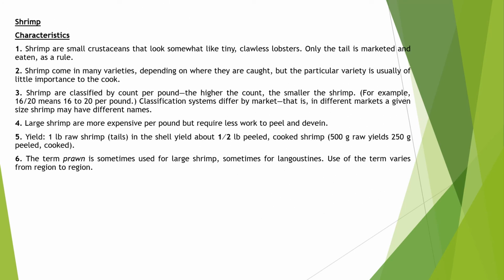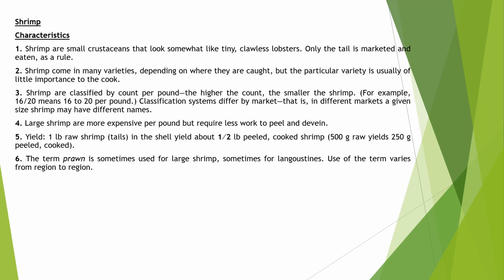Shrimp. Characteristic of shrimp: they are small crustaceans that look somewhat like tiny clawless lobster. Only the tail is marketed and eaten, as a rule. So only the tail, but I have already seen some places in Mexico that serve the whole shrimp in the shell as well.